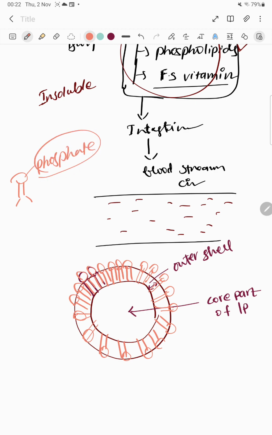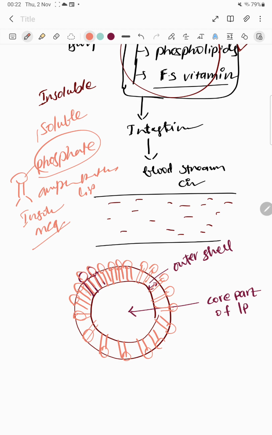So this phosphate is a soluble part, and these fatty acid chains are insoluble. So that's why the phospholipid is an amphipathic lipid. Remember, phospholipid is an amphipathic lipid. Very, very important MCQ.